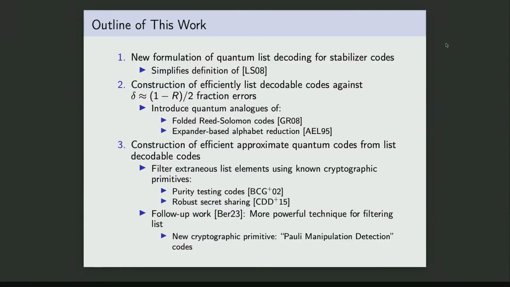There are actually 2 approaches here. The first one I'll mention combines known cryptographic primitives, the purity testing codes, which I mentioned, along with classical robust secret sharing. In this follow-up work, Thiago developed a more powerful technique for filtering the list, which introduces a new quantum cryptographic primitive called the Pauli manipulation detection codes. And this has some advantages. It removes the need for robust secret sharing, so it also allows for working even over binary alphabets.